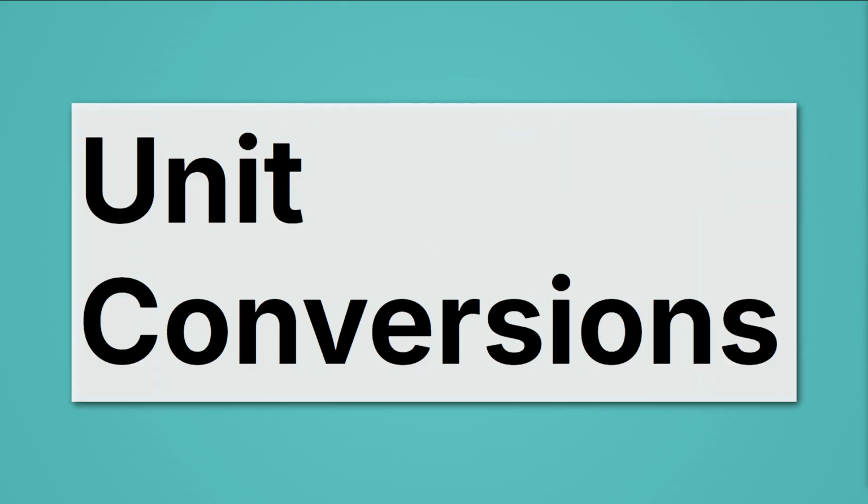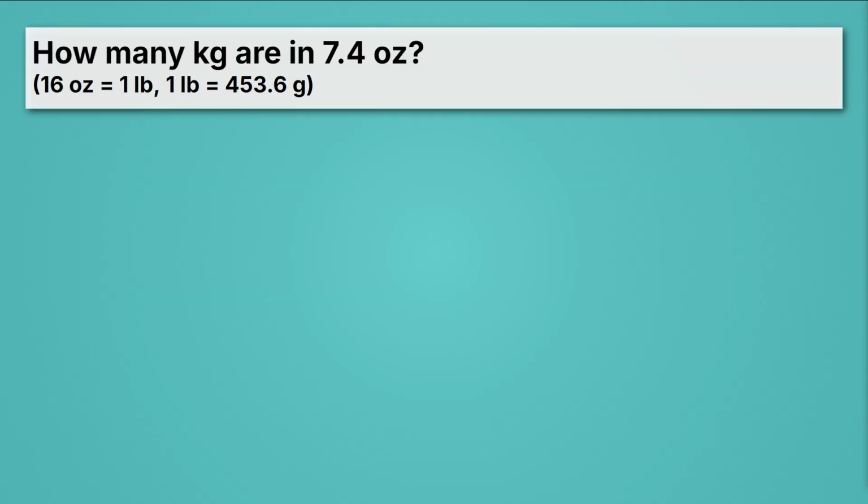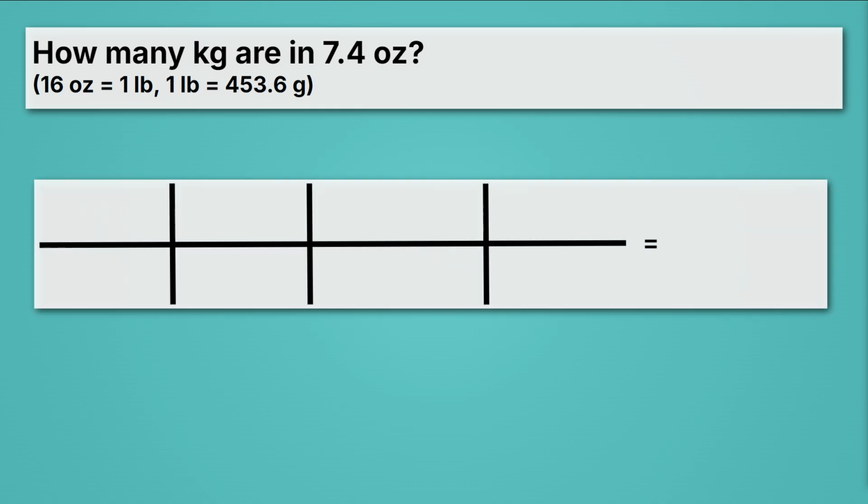Now let's take a look at unit conversions. We'll solve a couple problems here. First up, how many kilograms are in 7.4 ounces? Notice I've told you that there's 16 ounces in 1 pound, and that 1 pound is equal to 453.6 grams. Let's get our conversion train tracks out here, and let's start with our 7.4 ounces. We know we want to go to kilograms, which I like to write way over there on the right-hand side.